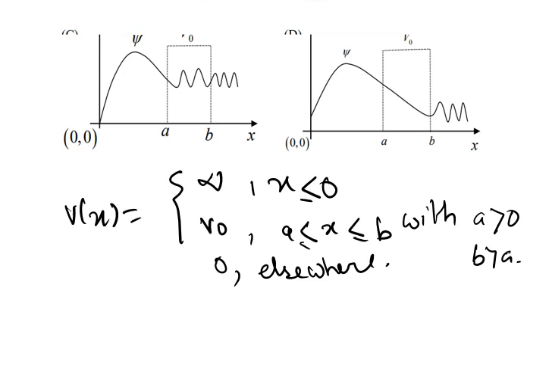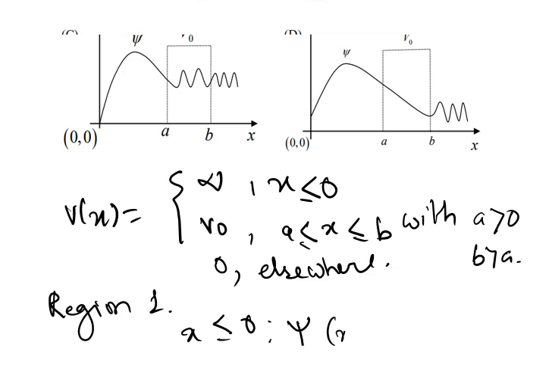So we will understand the potential. We divide it into four regions. In region 1, we can see if x is less than or equal to 0, in the infinite potential the wave function phi(x) is equal to 0.